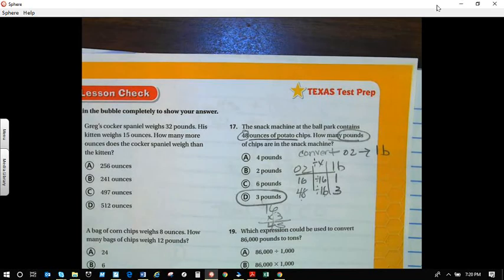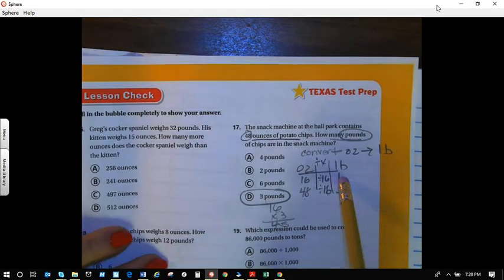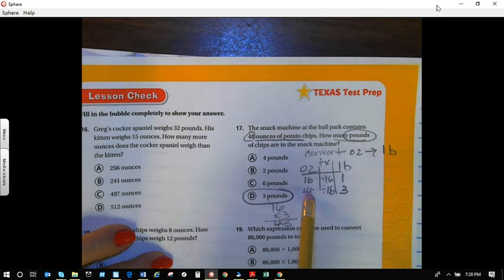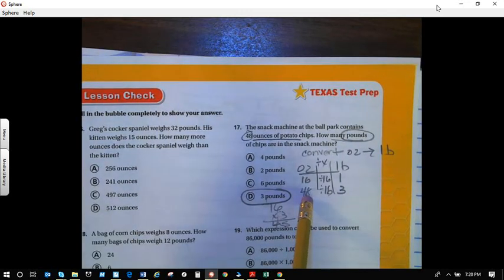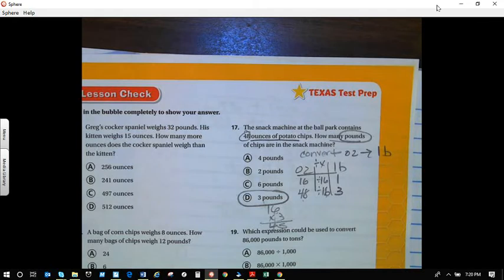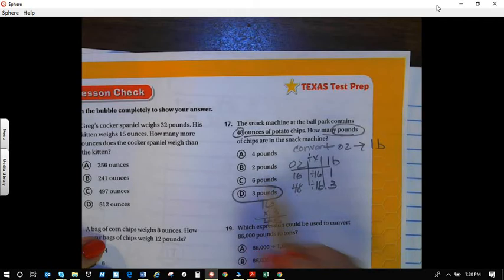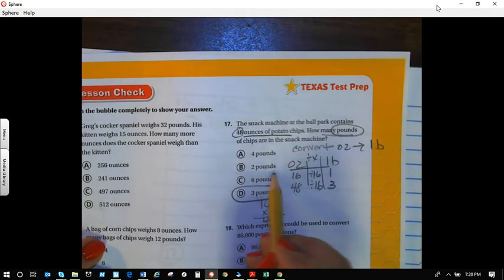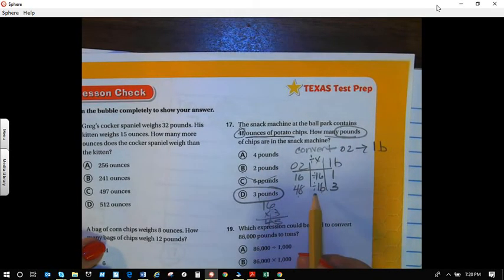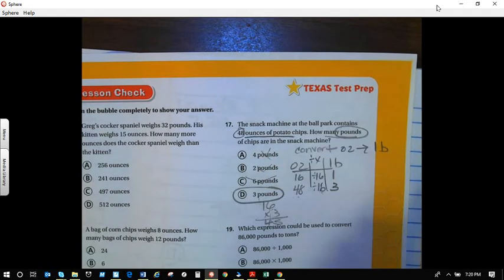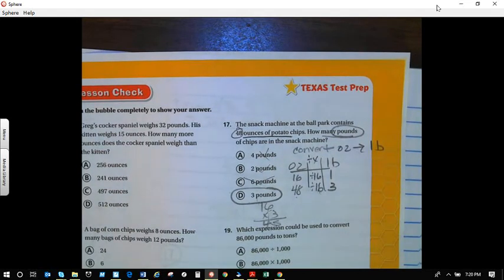So do you see how I used my answer to find the problem? I knew that I had to multiply 3 times something equals, because it's the inverse. It's the opposite. Okay? So I multiplied. 16 times 6 is not going to give me 48. That's way too big. 16 times 2, that's only 32. And 16 times 4, again, that's way too big. All right, so the answer is 3 pounds.